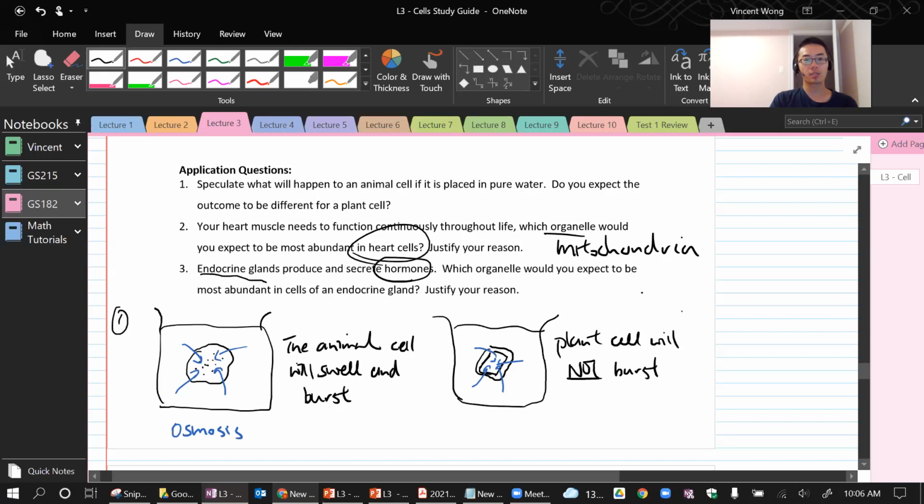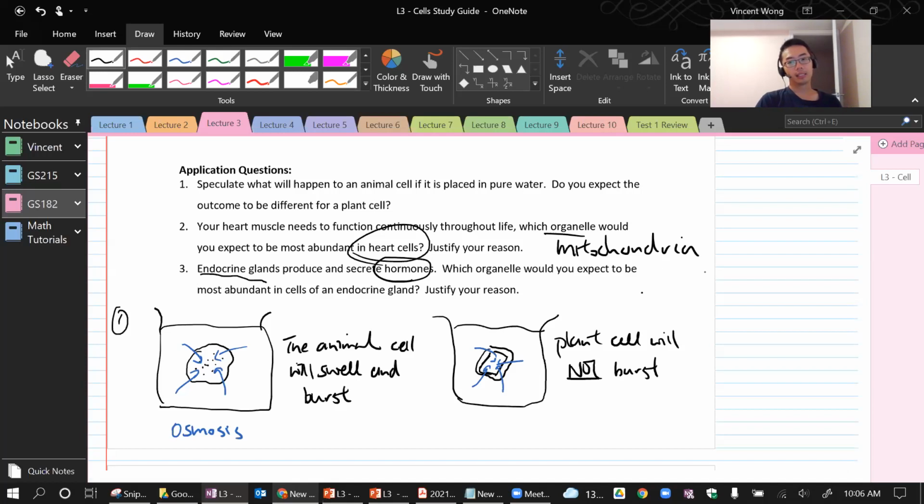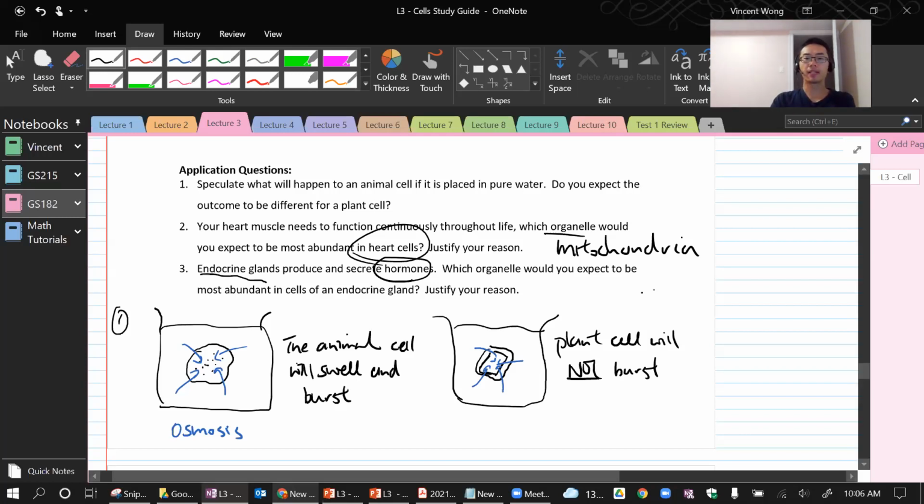Next one, endocrine glands produce and secrete hormones. Which organelle would you expect to be most abundant in cells of an endocrine gland? So this is a little bit tricky. There are a couple of answers here. I will see if anyone wants to answer. Okay, Maria said smooth ER. Okay, yeah, that's part of the answer. Okay, so it depends.